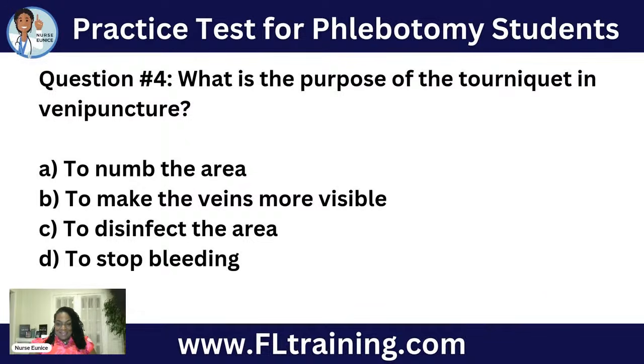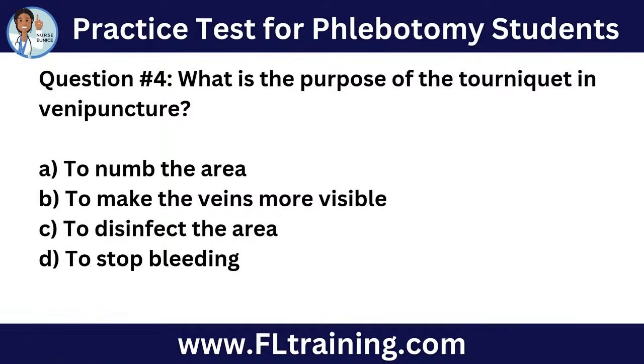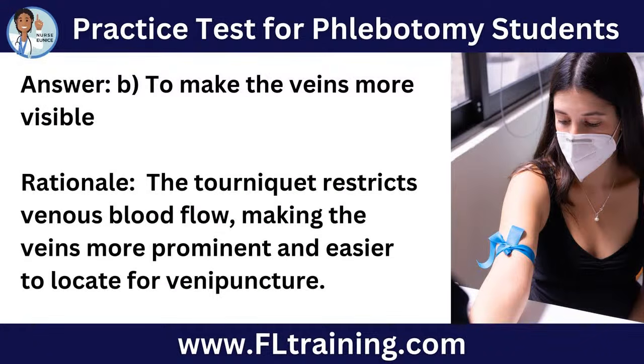Let us see. Miss Queen says B. Julicia says B. Chrissy says B, and you all are correct. Yes, it's to make the veins more visible. So the tourniquet restricts venous blood flow, making the veins more prominent and easier to locate for venipuncture.